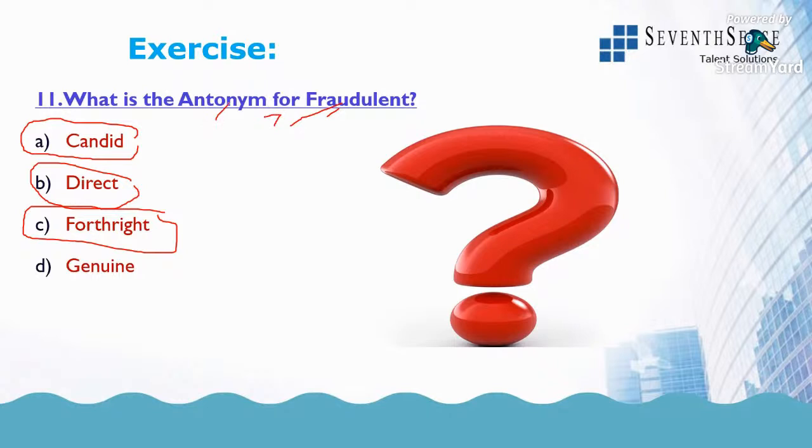They're asking the antonym of fraudulent, the opposite meaning of fraud. It will be genuine, right? Genuine means a trustful person. He's not making up fraud things. We can trust him. So that kind of person is a genuine person. So the opposite meaning of fraud is genuine. So the right answer will be genuine.